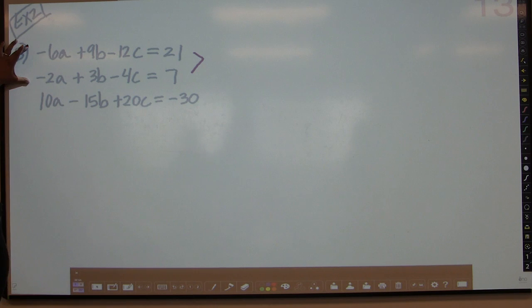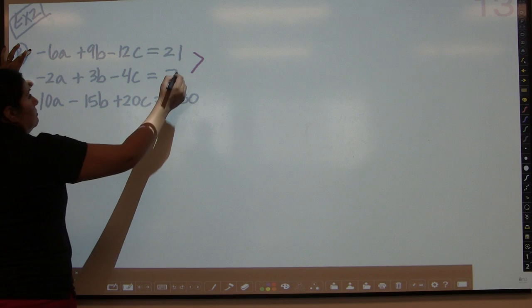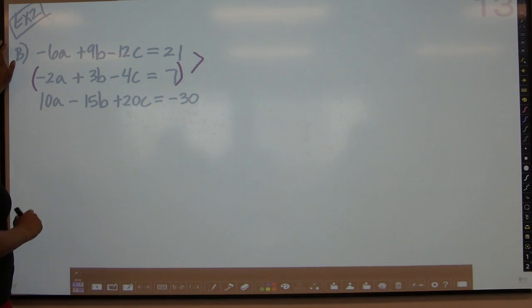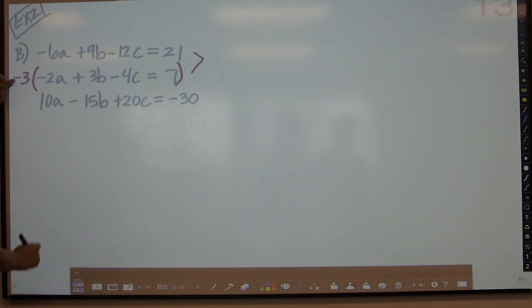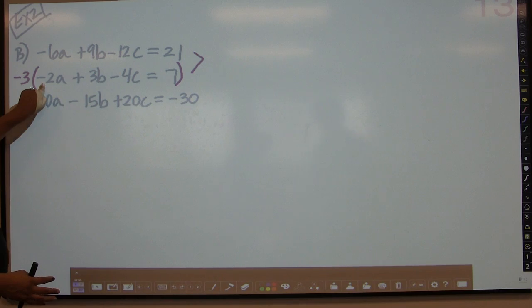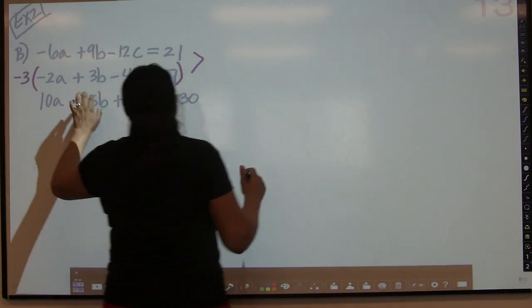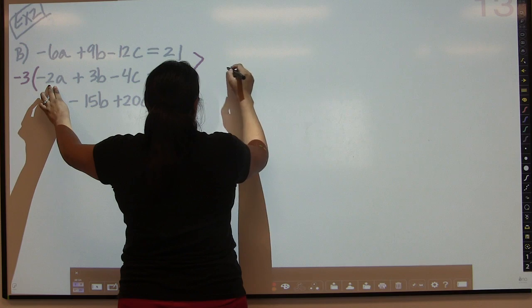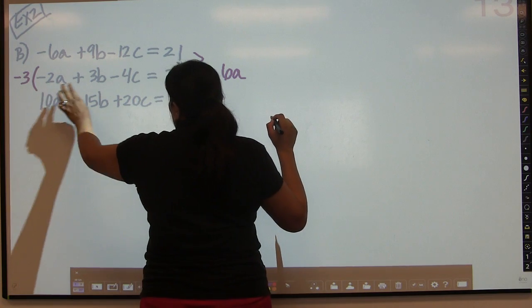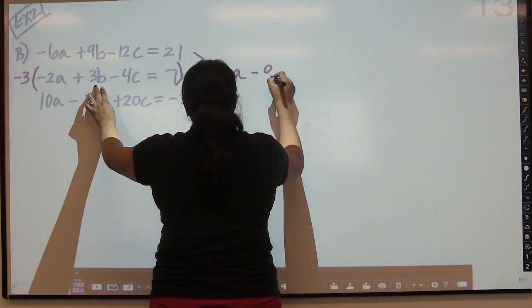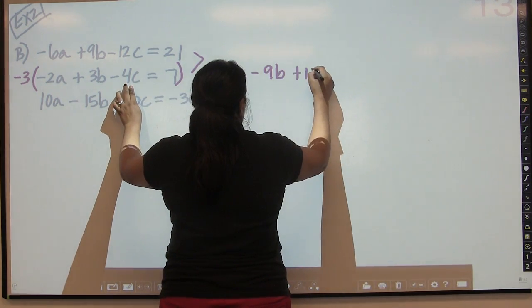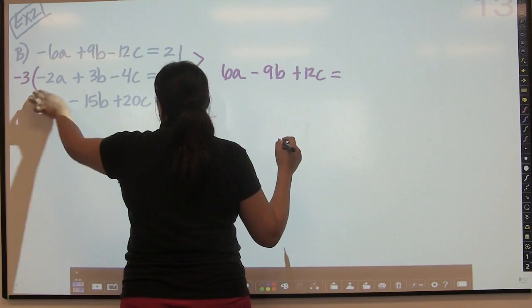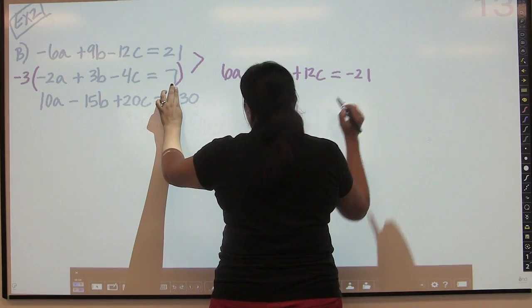And so with the first equation, I'm going to choose to eliminate the a variable. And so this is a negative 6, so I want to make this a positive 6. So negative 3 times negative 2 will be positive 6a, and that's to be negative 6a. So I'm going to go ahead and do that. Negative 3 times negative 2, positive 6a. Negative 3 times positive 3, negative 9b. Negative 3 times negative 4, positive 12c. And then negative 3 times 7 is negative 21.